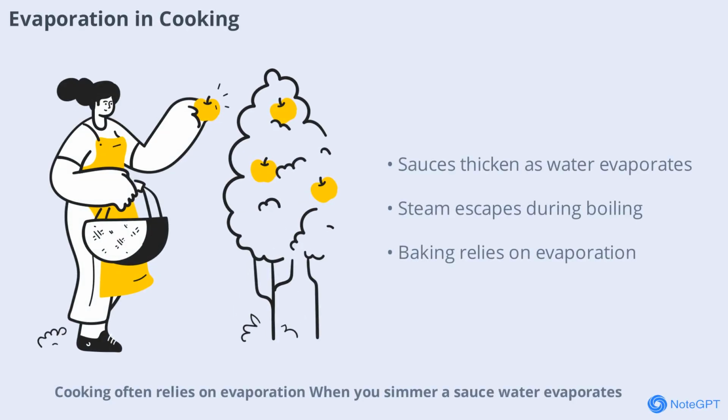Cooking often relies on evaporation. When you simmer a sauce, water evaporates, making the sauce thicker and more flavorful. Boiling pasta or rice also involves evaporation, as some of the water escapes as steam. Even baking uses evaporation to create the right texture in bread and pastries. Understanding how evaporation works can help you become a better cook and control the outcome of your dishes.